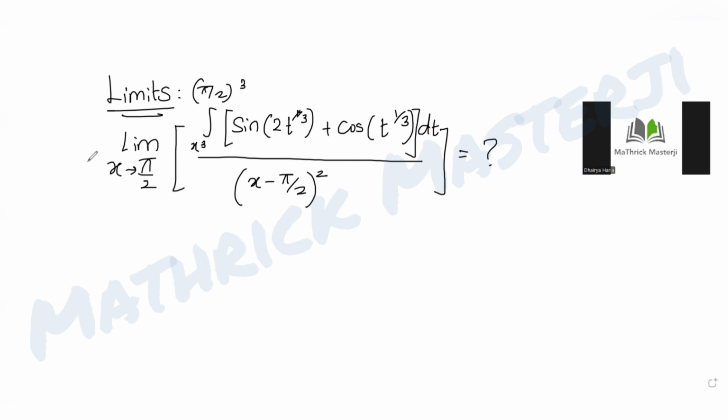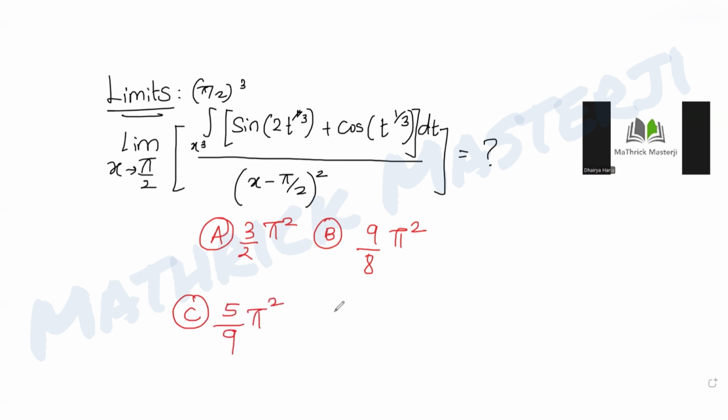If I talk about the answer choices that we have here, the options are 3 over 2 pi square. The second answer choice is 9 over 8 pi square. The third answer choice is 5 over 9 pi square. And the last answer choice is 11 over 10 pi square. So we need to figure out which one of the answer choices is the correct answer for this question. Let's see how to solve this further.